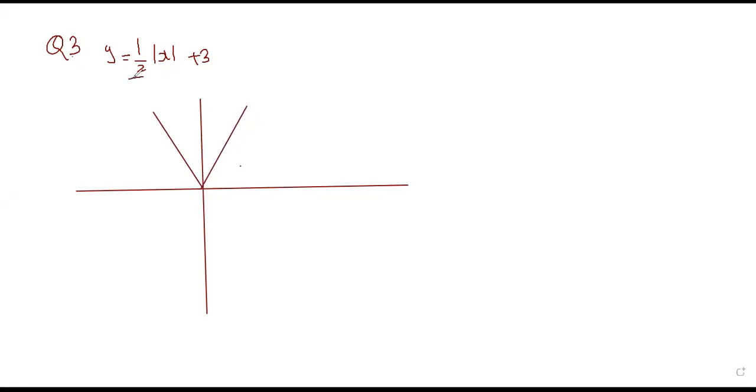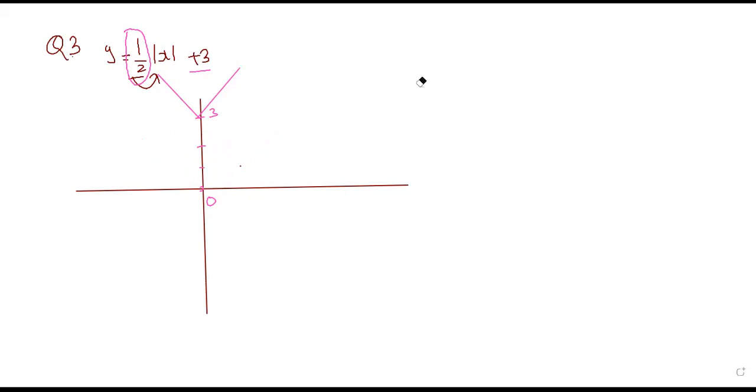Now we have 1 by 2 and it's being multiplied with it. So this is going to be something of this type. Last time we had 2 multiplied by x mod, so the lines got closer. This time around we have half multiplied with it. So it would be this one, and then we have plus 3. So this is at 0 and it would move 1, 2, and 3 units above. So it would be something of this type. So this is going to be the sketch of 1 by 2 x mod plus 3.